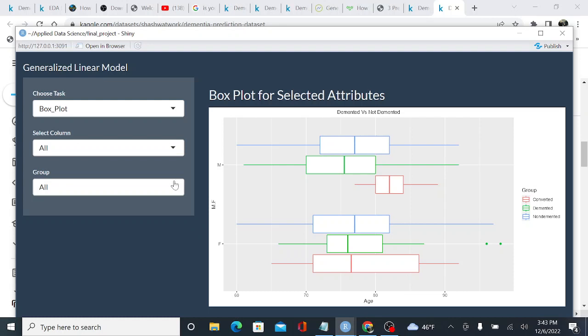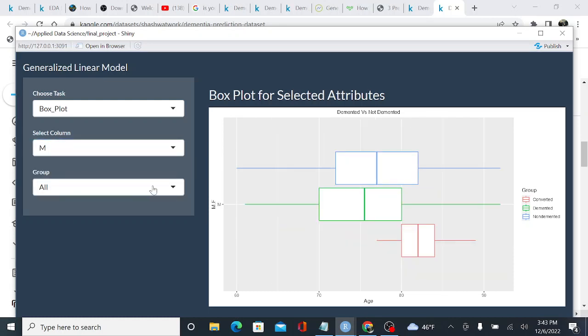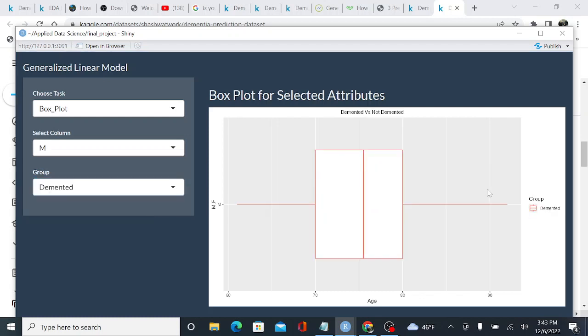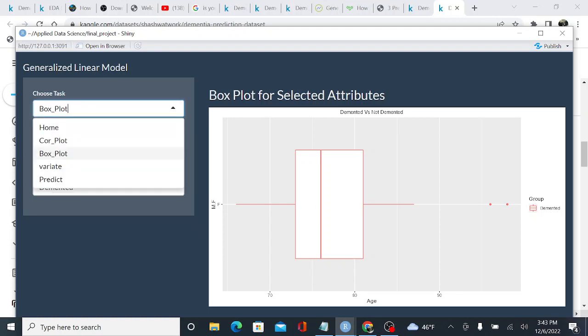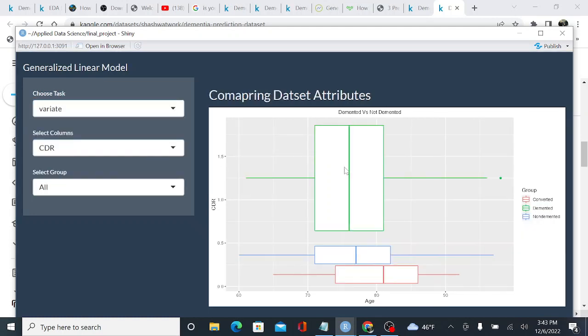If you want to see individuals, for the male demented populations, males are like 70 and 80 years old, and for females, the demented are a little older, but not that much difference. Then I tried to plot the attributes that I chose and how they're affecting the dementia result.